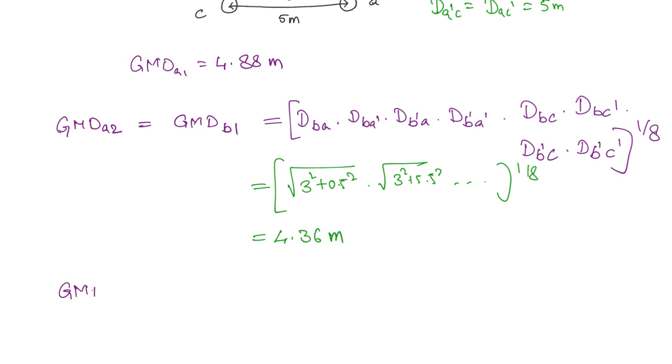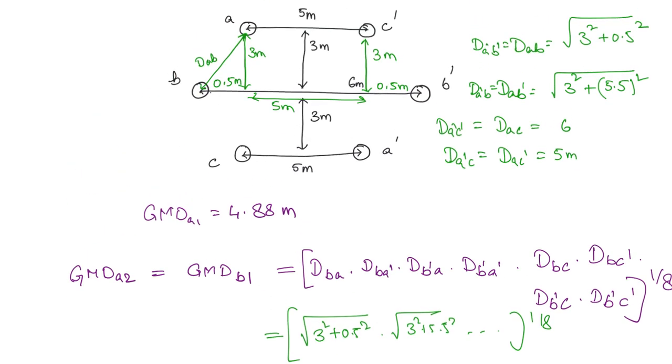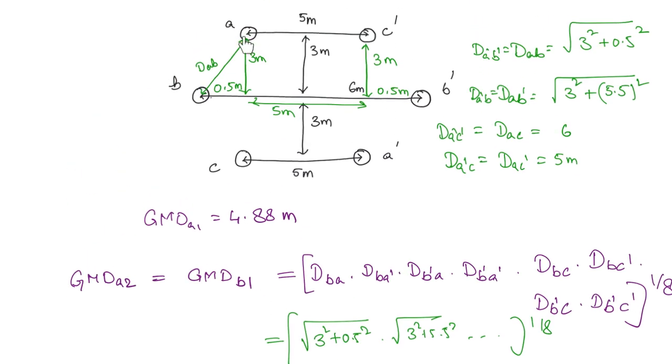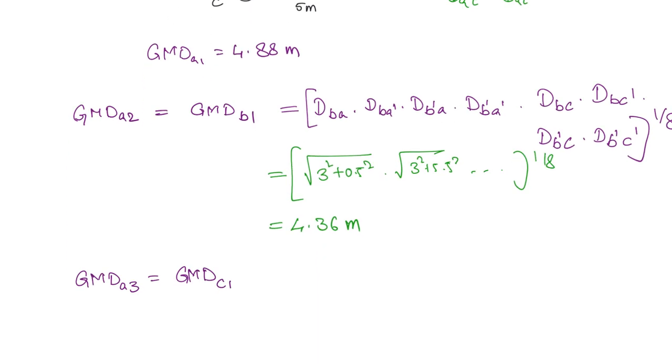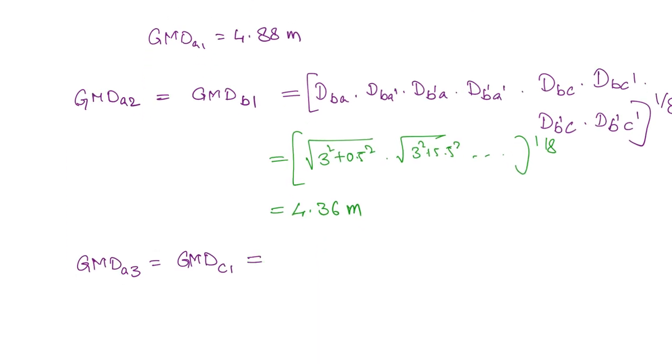Similarly, GMD of phase A in position 3. This is the same as GMD of phase C in position 1. But here you can see this is position 1 and this is position 3, and both of them are in a similar manner. Position 2 is a little different, but 1 and 3 are the same. So you are going to get this to be the same value as GMD A1, that is 4.88 meters.